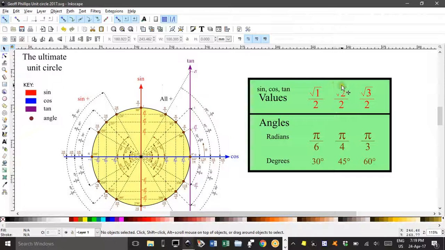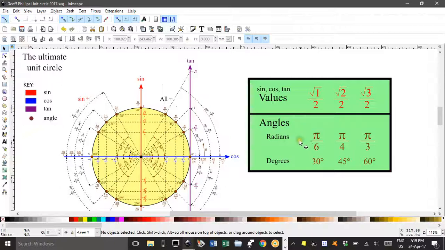First thing I'd emphasise is that there are three key values to remember. Root 1 on 2, root 2 on 2, root 3 on 2. I included the square root over the 1 just to make the pattern more obvious, but of course root 1 is the same as 1, so this first value is a half.